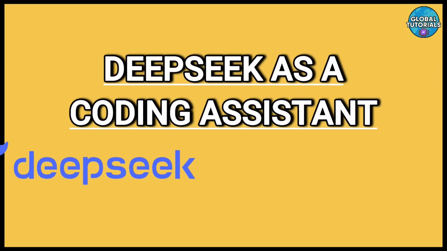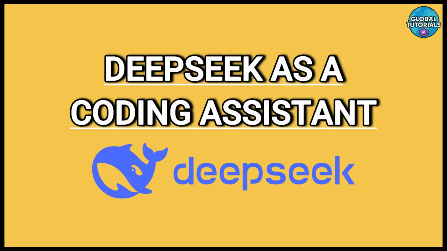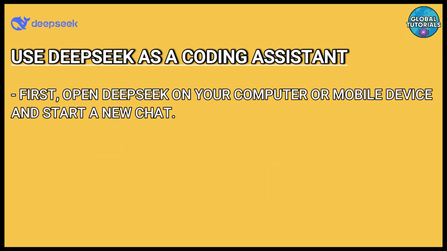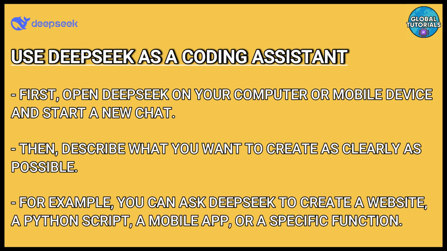In this video, you will learn how to use DeepSeek as a coding assistant to create, explain, review, and fix code. First, open DeepSeek on your computer or mobile device and start a new chat. Then describe what you want to create as clearly as possible. For example, you can ask DeepSeek to create a website, a Python script, a mobile app, or a specific function.